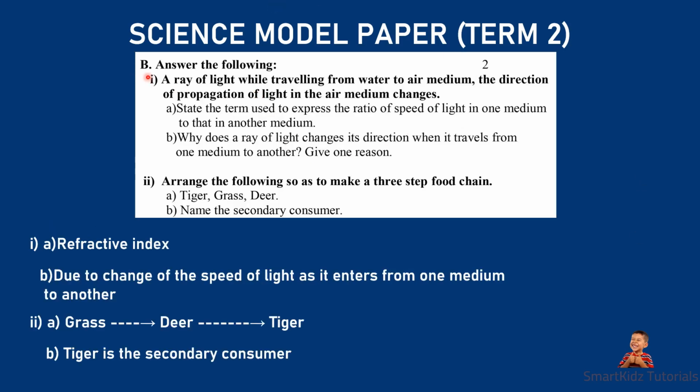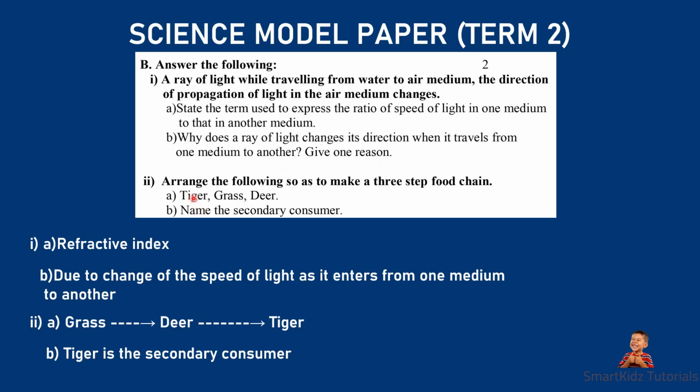Question 3b is for 2 marks. Answer the following. A ray of light while traveling from water to air medium, the direction of propagation of light in the air medium changes. State the term used to express the ratio of speed of light in one medium to another medium. That is refractive index. Why does a ray of light change in direction when it travels from one medium to another? So that's what we discussed with respect to refraction. That is, the speed of light varies from one medium to another, and that is why it changes direction.